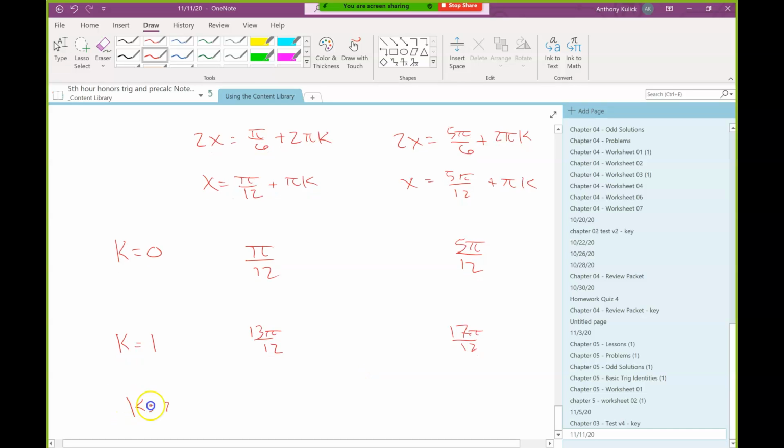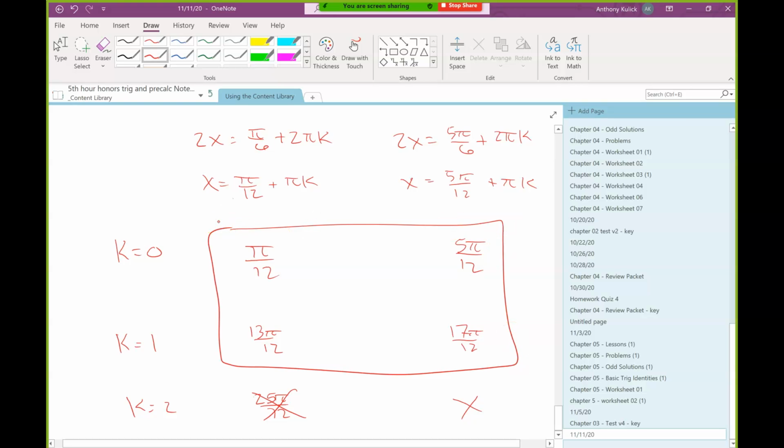Okay. If k equals 2, I get pi over 12 plus 2 pi. So that's going to be big. That's bigger than 2 pi. And since the other one is a bigger answer, adding 2 pi to it will also be too big. Those are my solutions. Are those 4? Is everybody okay with that idea?